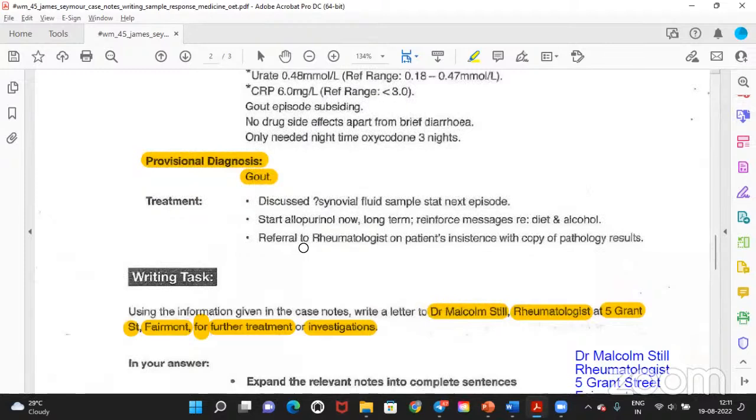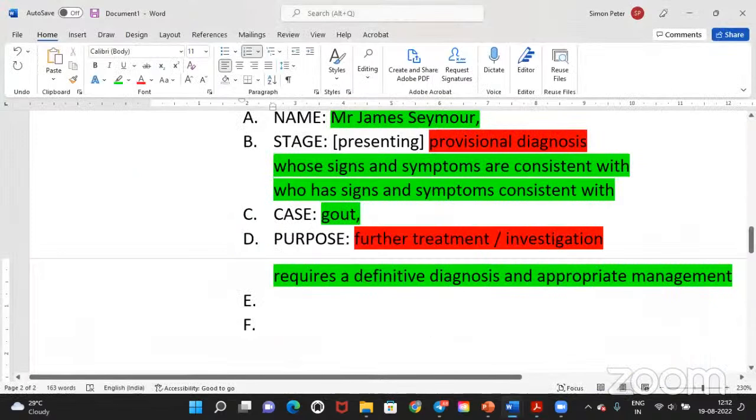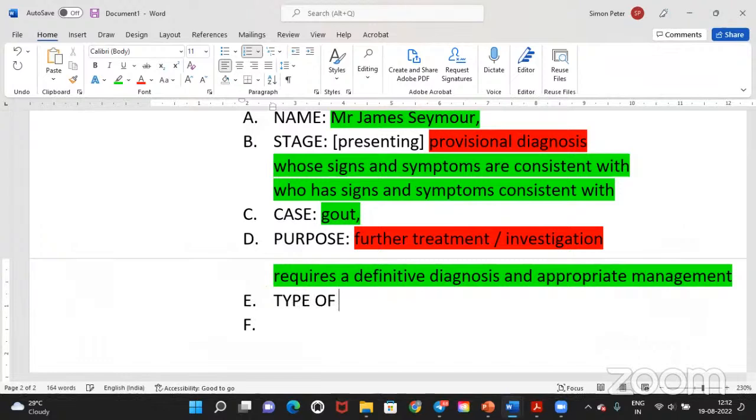So you are writing a referral letter, remember that. For means purpose, and who requires also means purpose. So when it is a referral, what type of letter is this? Type of letter, this is a referral letter. So remember that. Because this is a referral letter, you have to write, is being referred.